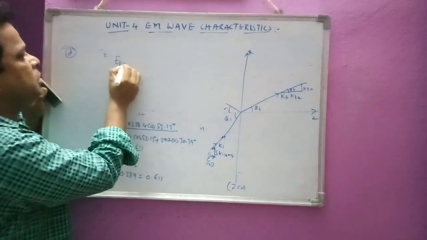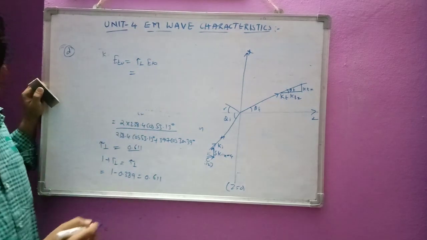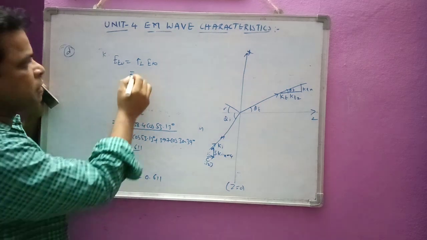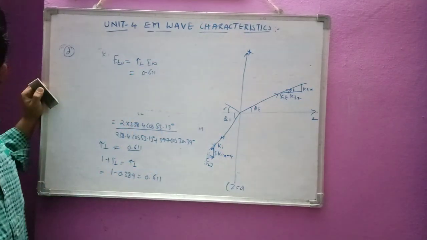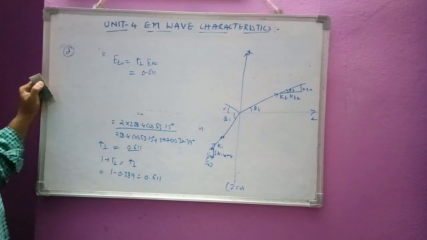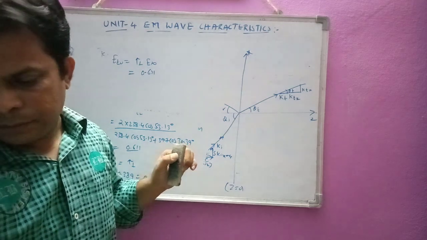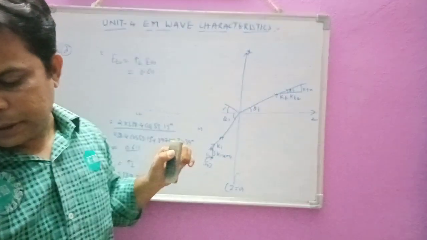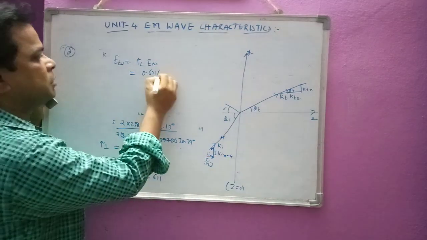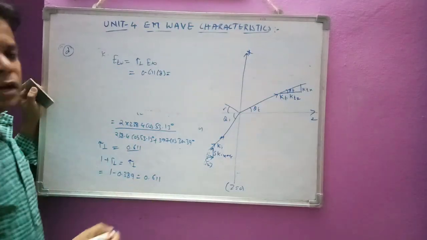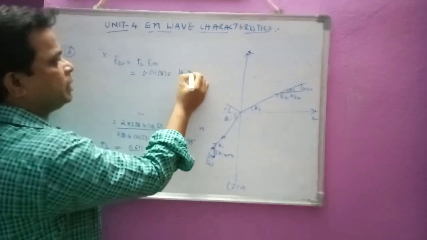Now I can get the value for Et naught: Et0 is equal to tau perpendicular into Ei0. Already we have got the tau value, 0.611. Ei0 value, you can check, is equivalent to 4 here. Sorry, Ei0 is 8 here. In this question itself it has given 8 cos omega t. Okay, now this value comes around to be 4.88.